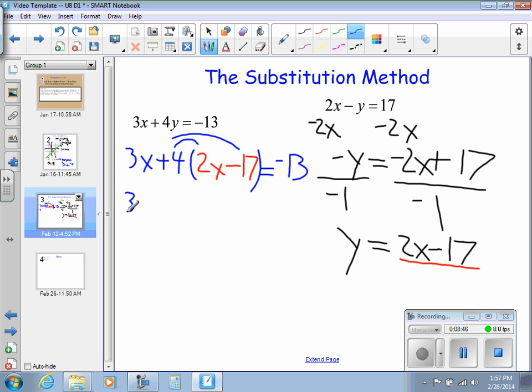So I'll bring down my 3x, and that'll give me plus 8. I'm going to back up and make that plus clearer. 3x plus 8x minus, okay, 4 times 17. Well, let's see. 2 times 17, 2 times 7 is 14. Okay, so that's going to give me 34. 34 times 2 will give me 68.